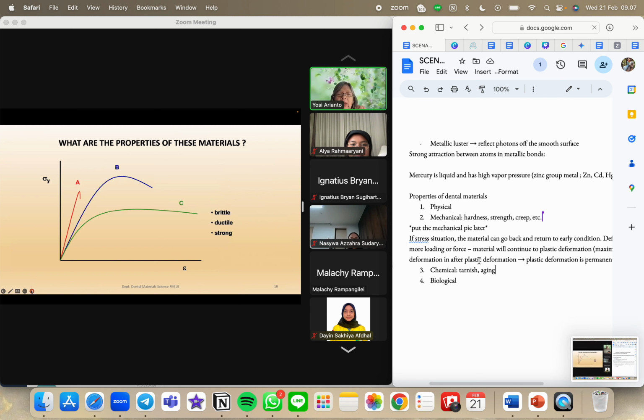So, after you have already known the stress and strain curve, can you answer these questions? What are the properties of these materials? This red one, the A. What are the properties of this material? Can someone answer this?